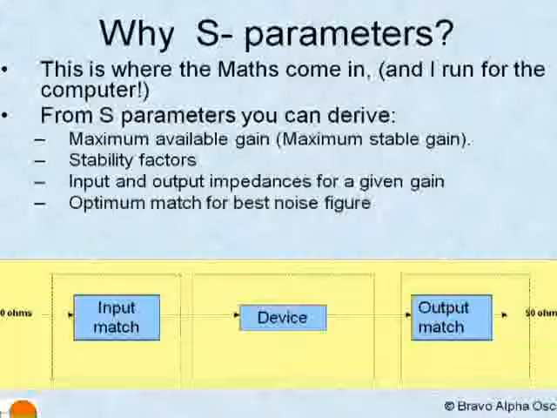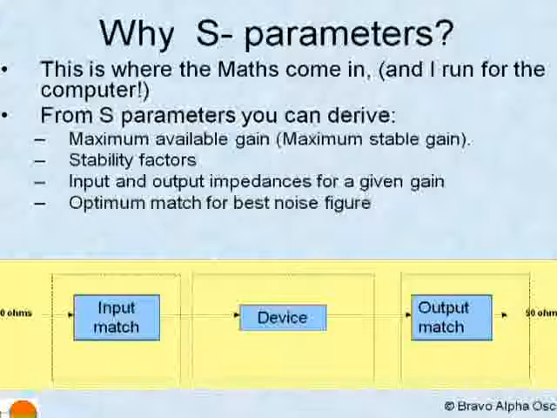You can work out things known as stability factors, which is just a number that defines it. Those of you that have ever worked on preamps will find that some amplifiers go unstable with certain loads on them. You can work out from S parameters on linear things when it's going to go unstable and you can avoid it happening.